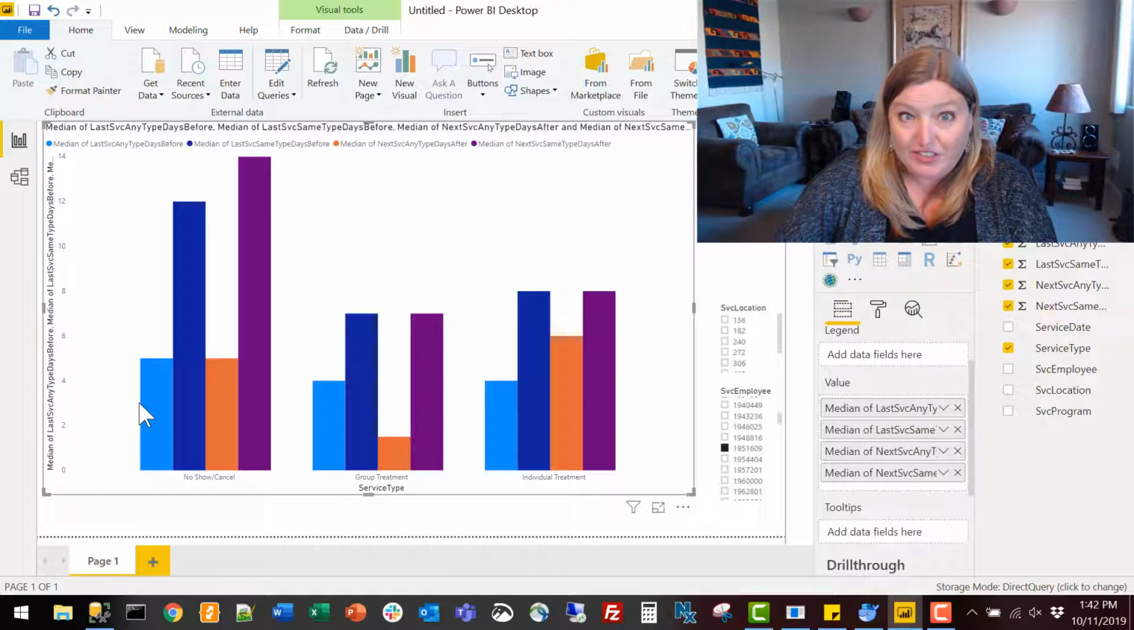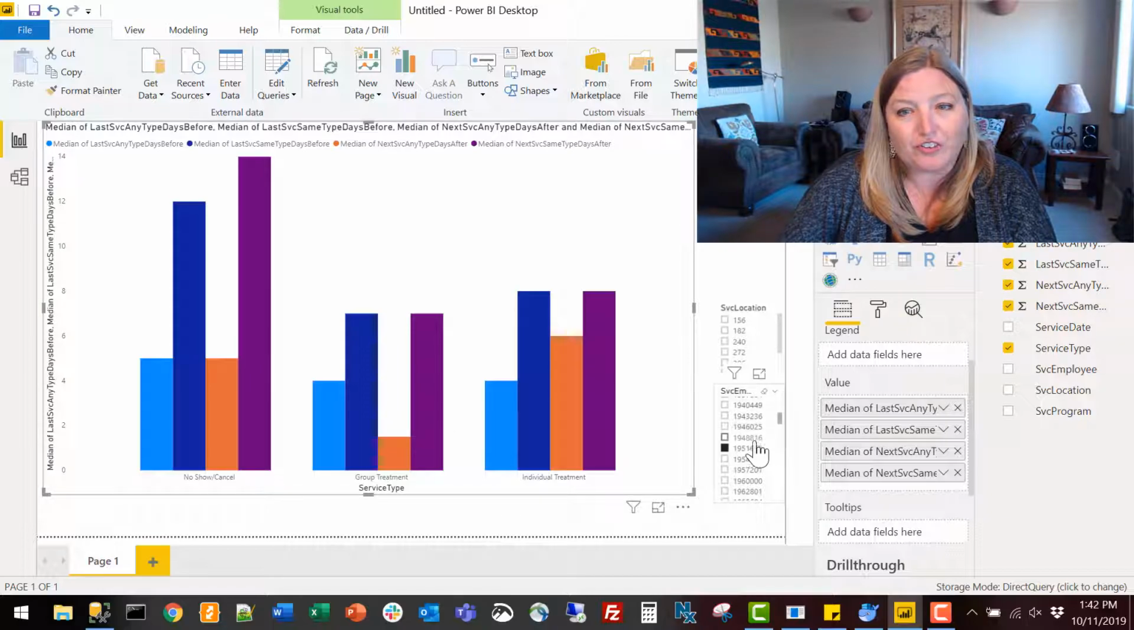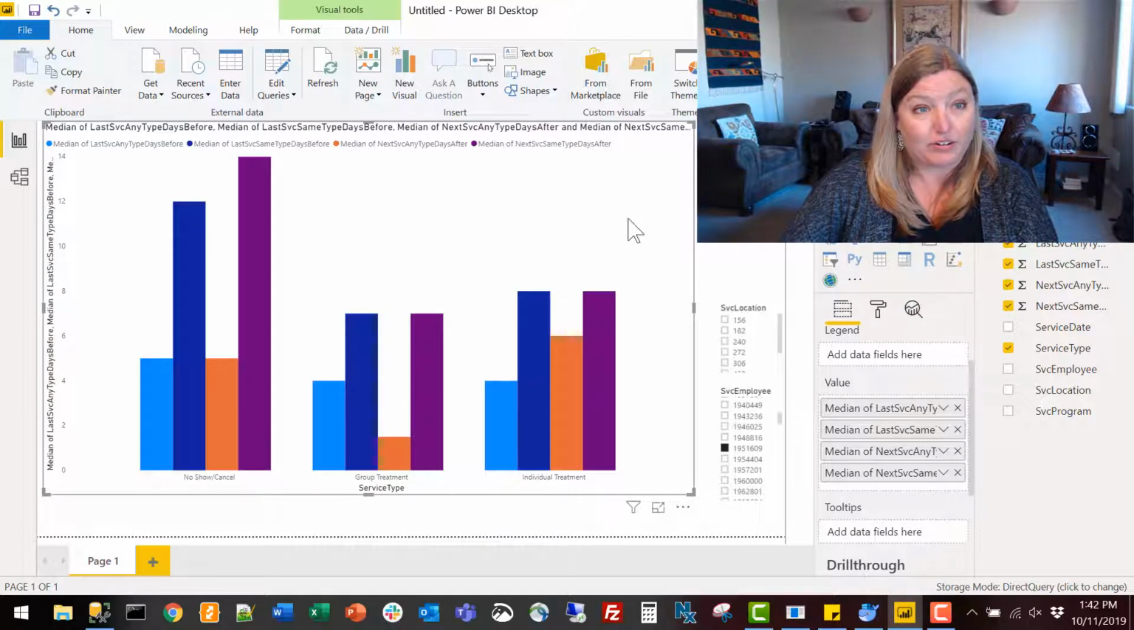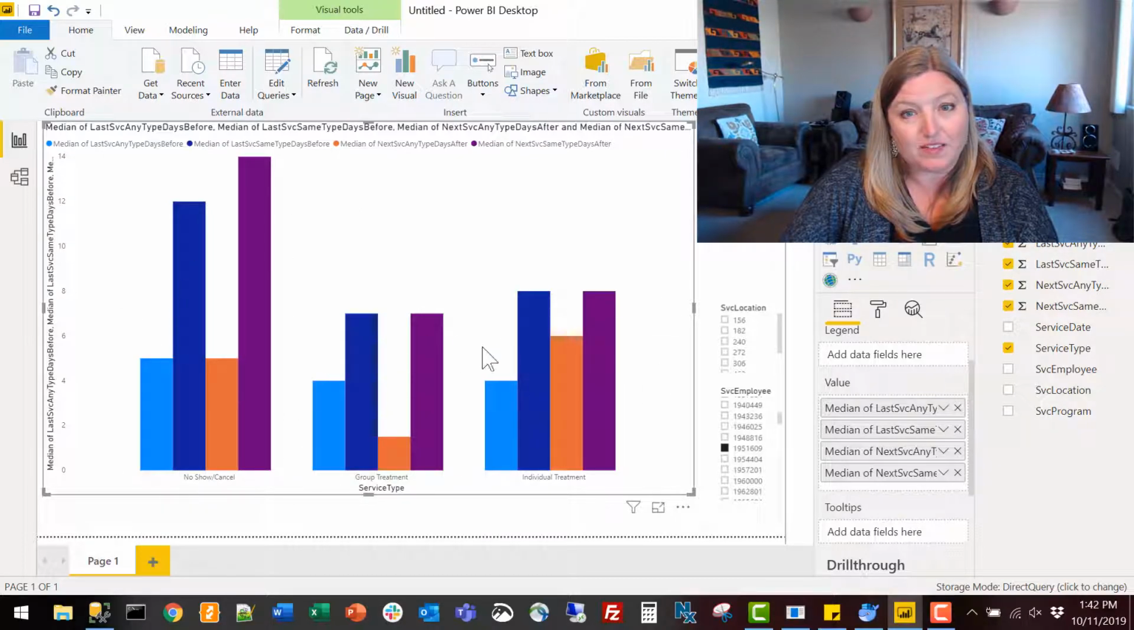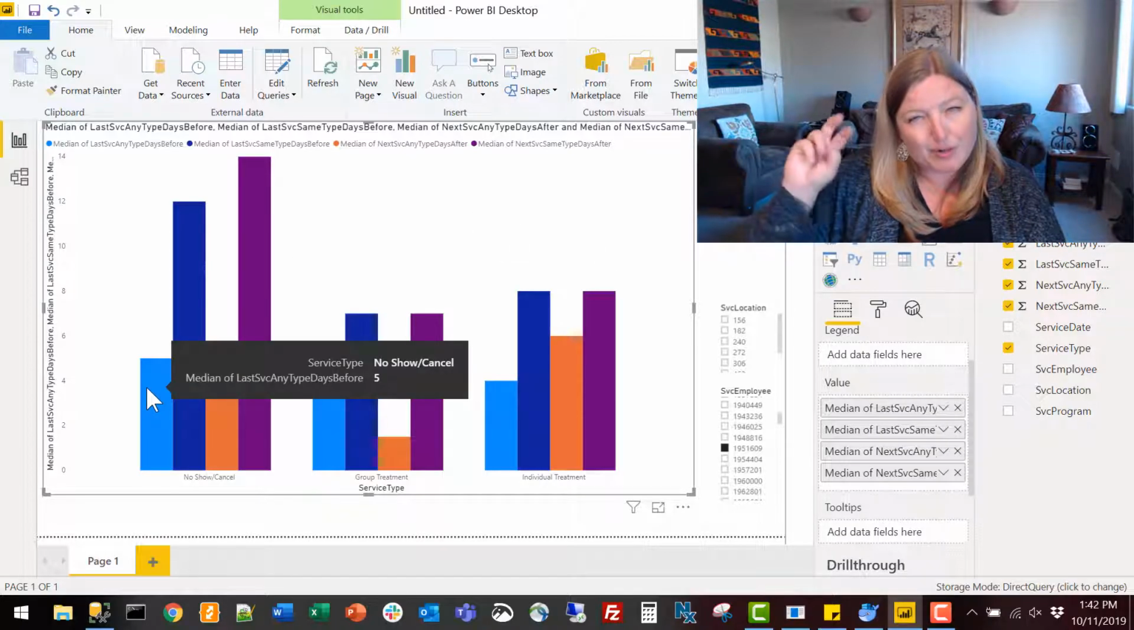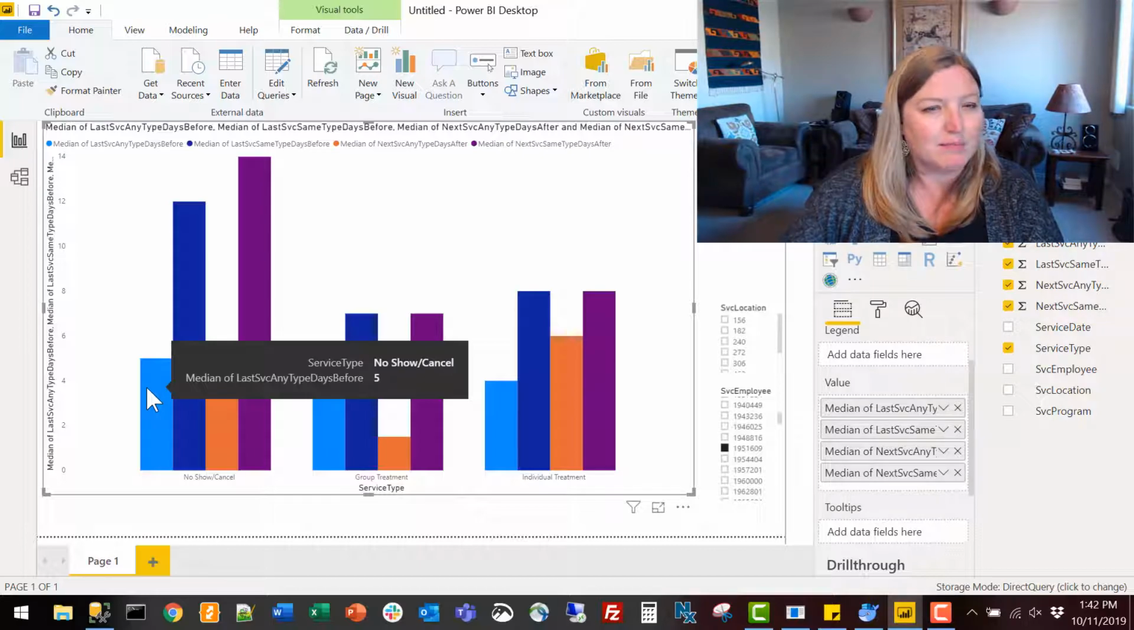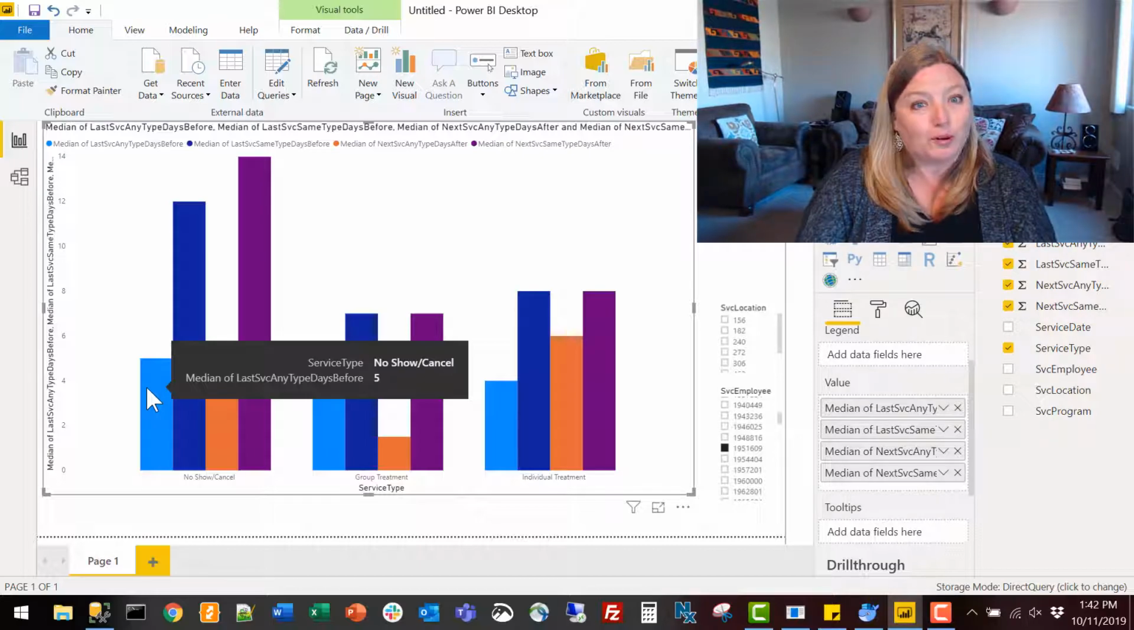So each of these columns represents one of those values we just talked about. I've grouped this by the service type, and we're actually just looking at one employee's records right here. For this employee, these are all of the no-show or canceled appointments, these are all the group appointments, and these are all the individual appointments. And this light blue is the average. I'm going to call it average, but I really mean median. The median days before a no-show.